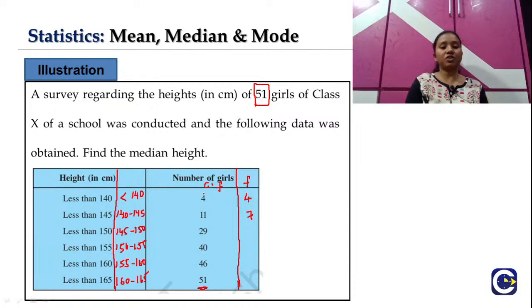So here they have mentioned 4 girls are having the height less than 140 and 11 are less than 145, which means girls with height 140 to 145 will be 11 minus 4, which is 7. Same thing here, 29 minus 11, that means 18. And here 40 minus 29, that means 11. And then 46 minus 40, so here 6. And 51 minus 46, it will be 5.